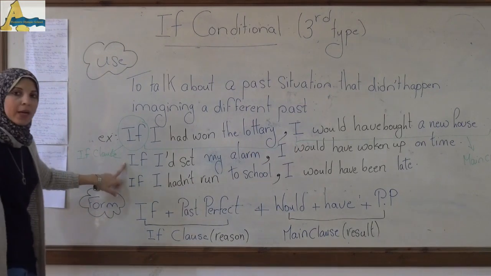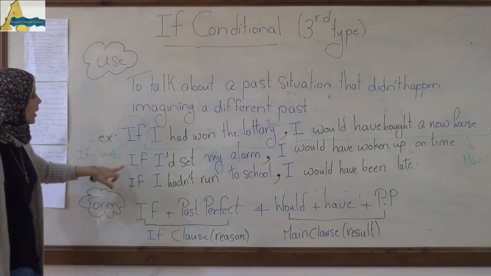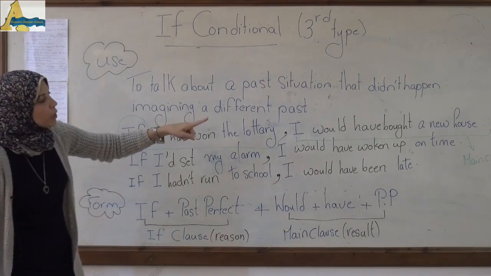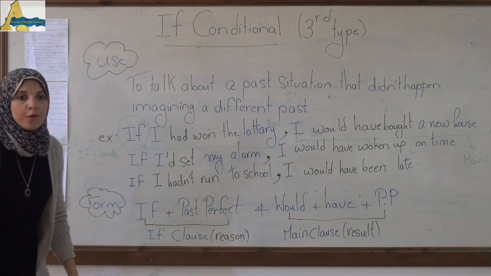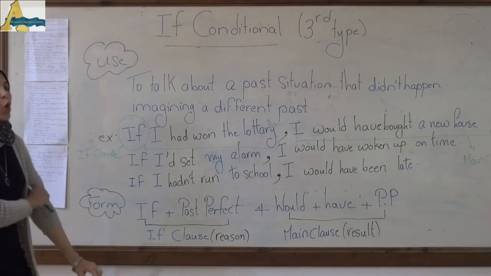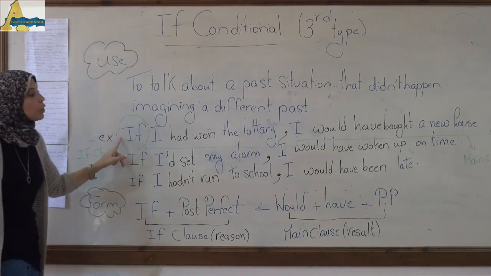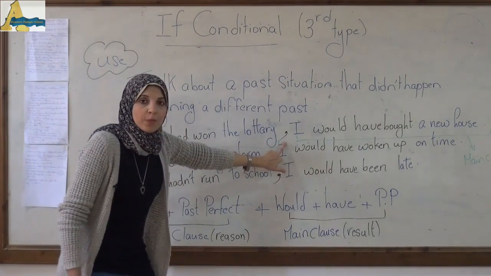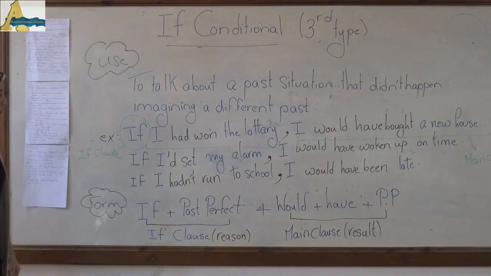I can hear somebody asking me, can I say the sentence the other way around? Can I say, I would have bought a new house if I had won the lottery? Of course, it's possible to say it. But be careful. When we have the if clause at the beginning of the sentence, it should be separated from the second clause by adding a comma in the middle.